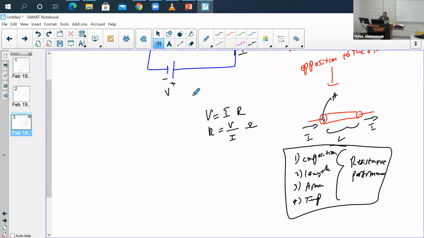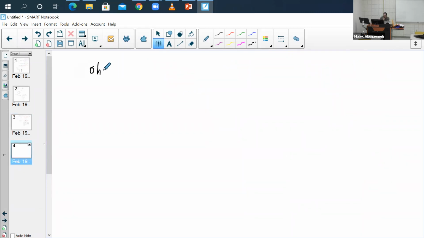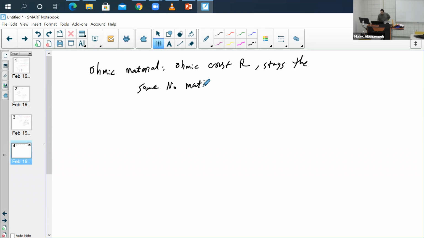Now, your ohmic materials, let me just write this down. It means it has an ohmic constant R, which means it stays the same no matter what voltage or current I you put on it.